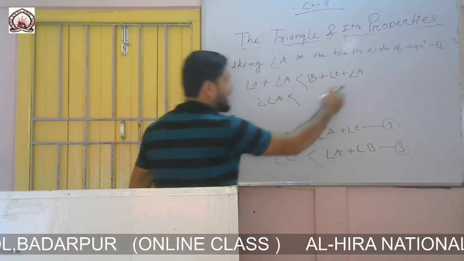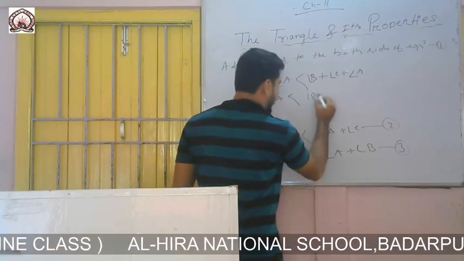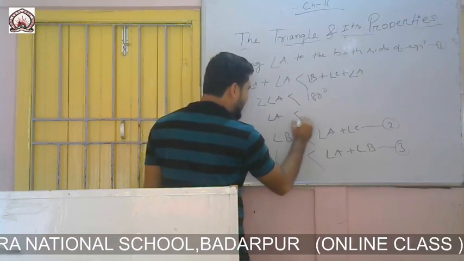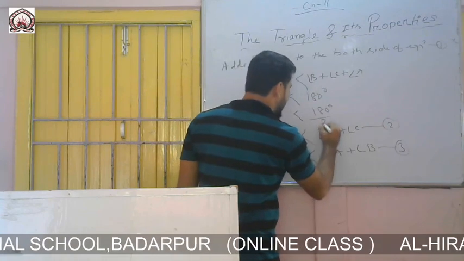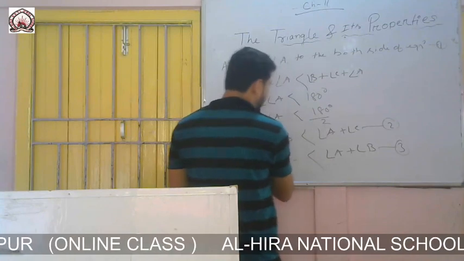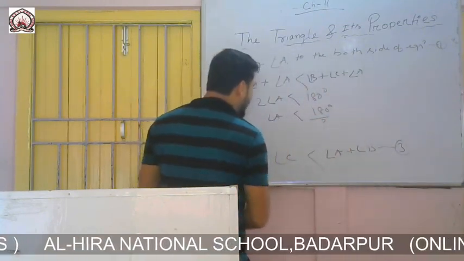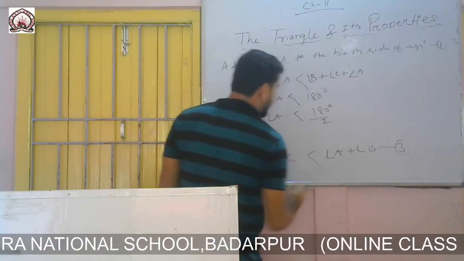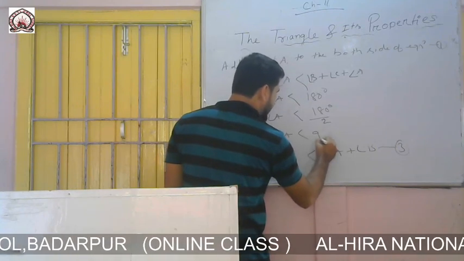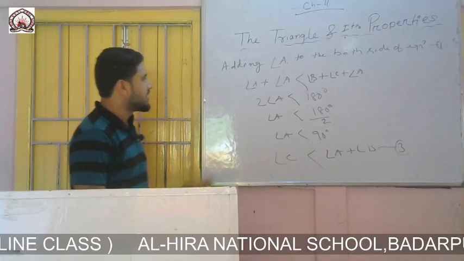So in place of angle B plus angle C plus angle A, I can write what? 180 degree. Now angle A will be less than what? 180 degree divided by 2. Then we will get angle A less than what? 90 degree, because if I cancel, then I will get 90 degree.